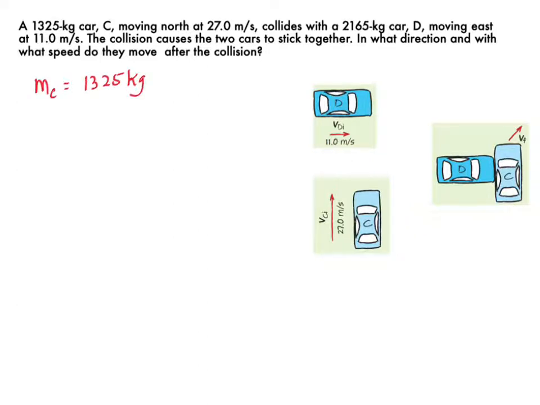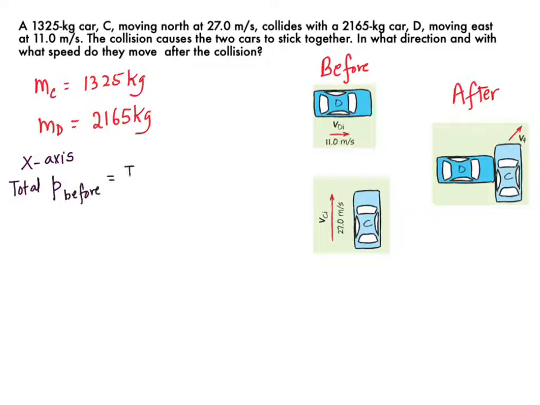First, let's get the masses of the two objects, which are given in the problem. Mass of C is 1325 kg and mass of D is 2165 kg. Let's label the diagram before and after. The difference from a one-dimensional problem is that we are going to apply the law of conservation of momentum for the x-axis and y-axis separately. First, we'll write the x-axis.